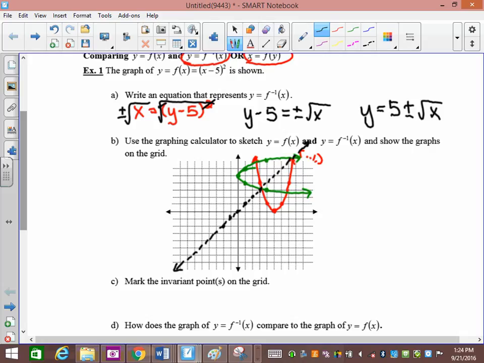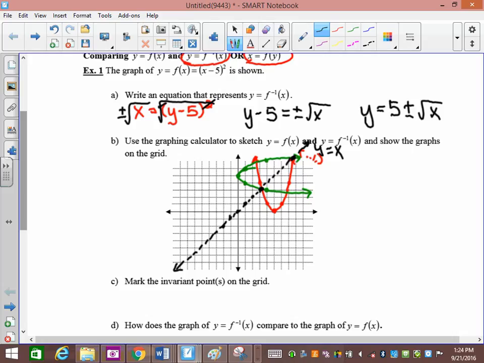Where do these two graphs cross? They cross on the identity line. Why would they cross on the identity line? The line y equals x. We reflected on the x. Where was the invariant point? On the x. We reflect on the y. Where were the invariant points? On the y. When we reflect on the identity line, where are the invariant points going to be?